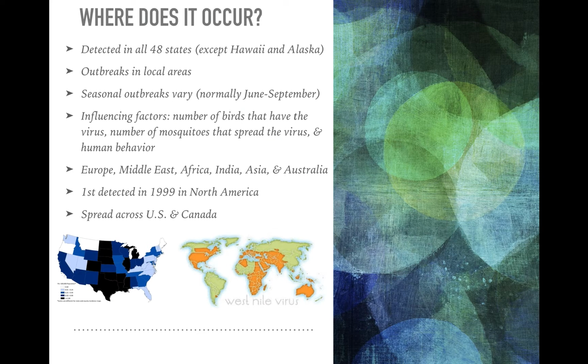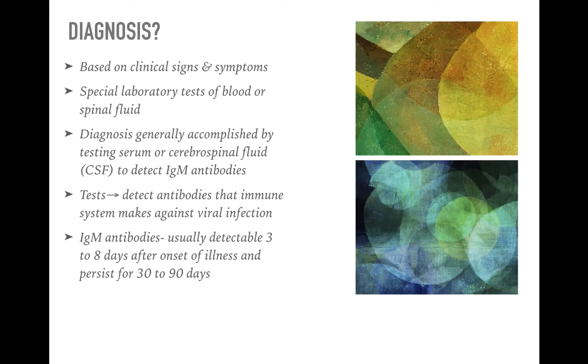Where does West Nile virus occur? It has been detected in all 48 states except for Hawaii and Alaska. Outbreaks are in local areas and seasonal outbreaks vary, normally from June to September. Some influencing factors include the number of birds that have the virus, the number of mosquitoes that spread the virus, and human behavior. West Nile virus has also occurred in Europe, Middle East, Africa, India, Asia, and Australia. It was first detected in 1999 in North America, and has spread across the United States and Canada.